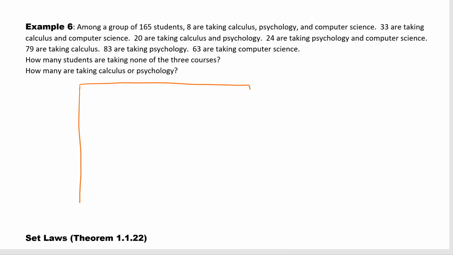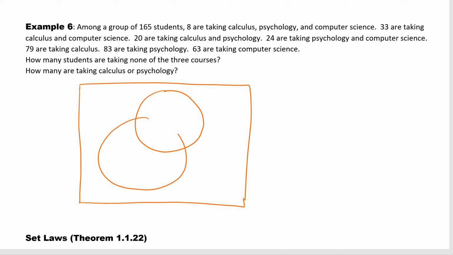Okay, so let me draw a big picture here. So we're going to have 3 subjects: calculus, psychology, and computer science. So let's draw it here. We have 3 subjects, so 3 circles. Let's use this one as the calculus. This is the psychology. And this is the computer science. Okay. So the total is 165 students.